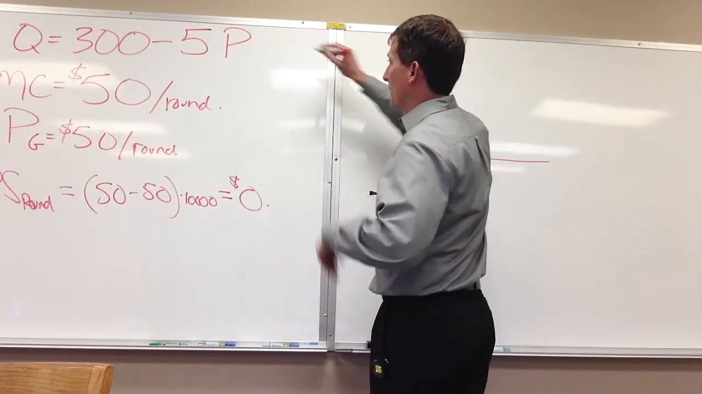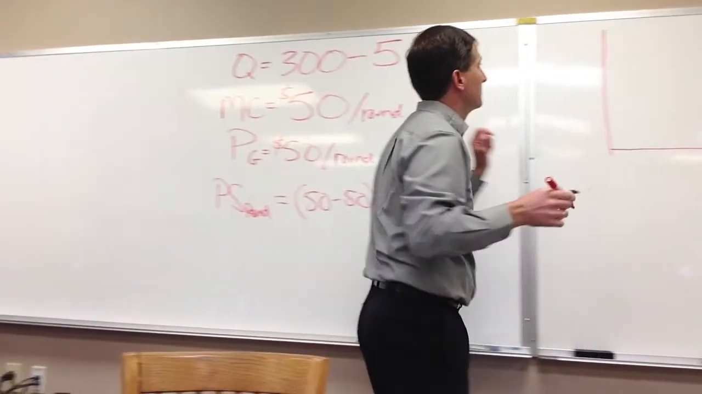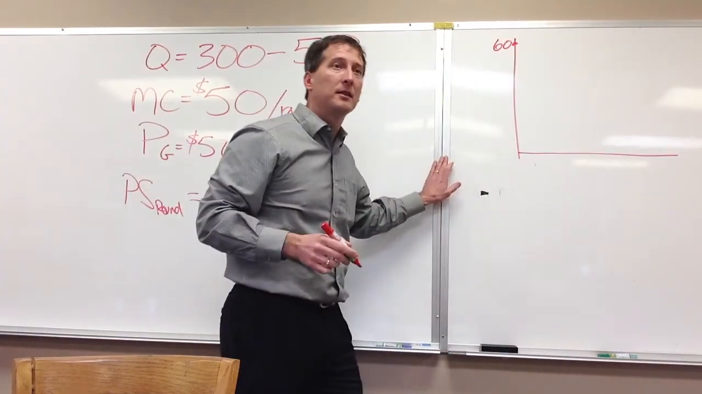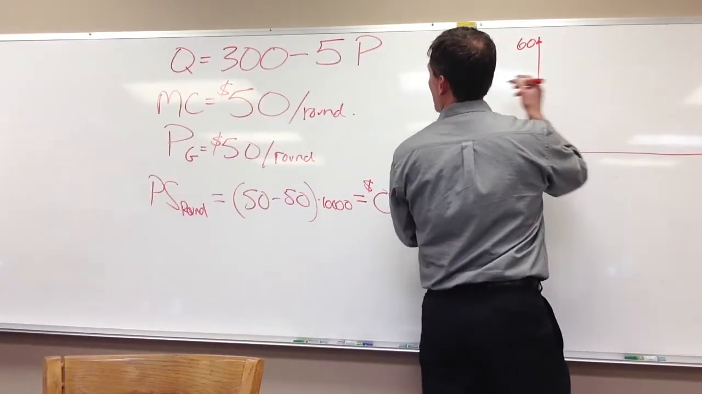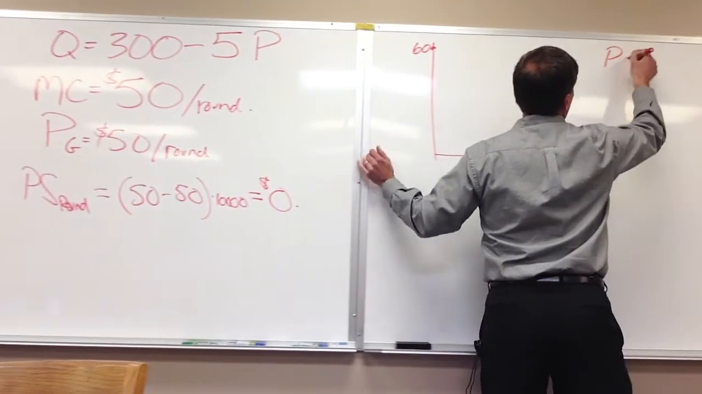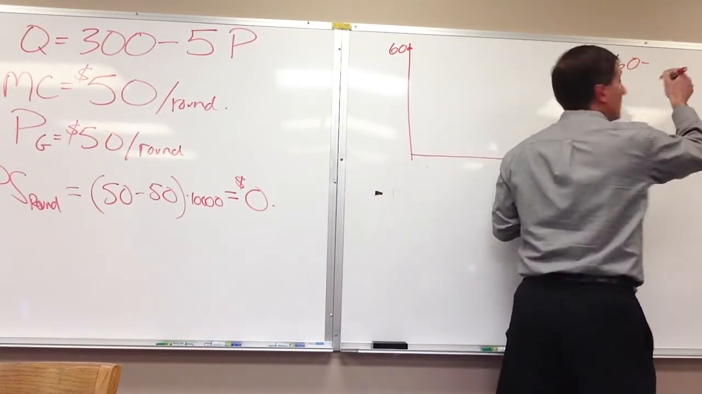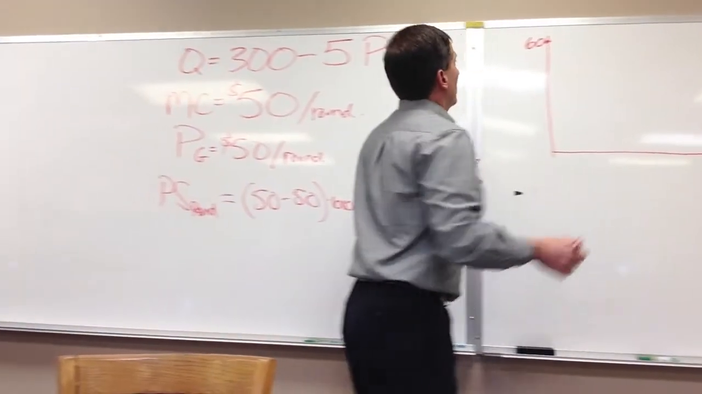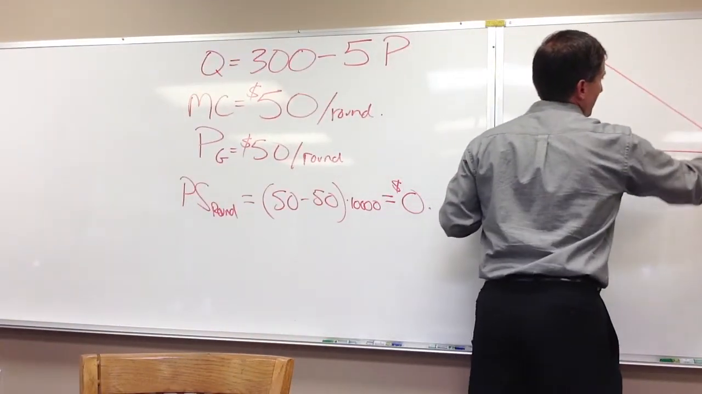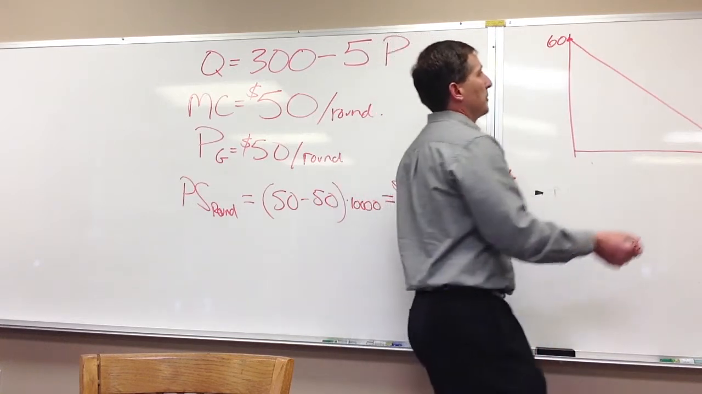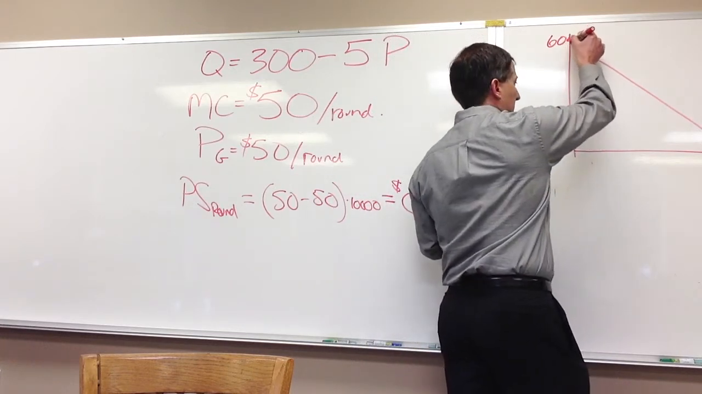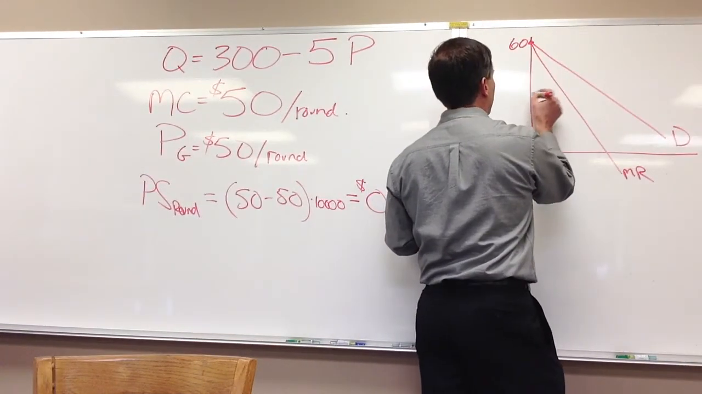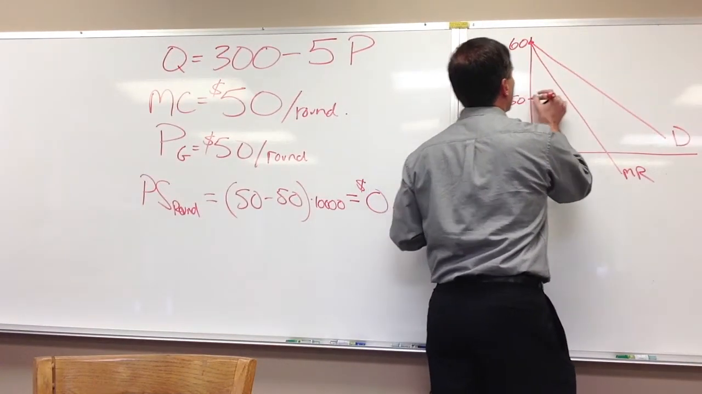What's the inverse demand curve? P equals 60 minus 1/5 Q. Okay. So down 1/5, let's just say something like that. And marginal revenue is 2/5, twice as steep. So you did something like this, Chelsea. Marginal cost at $50 for a round of golf.